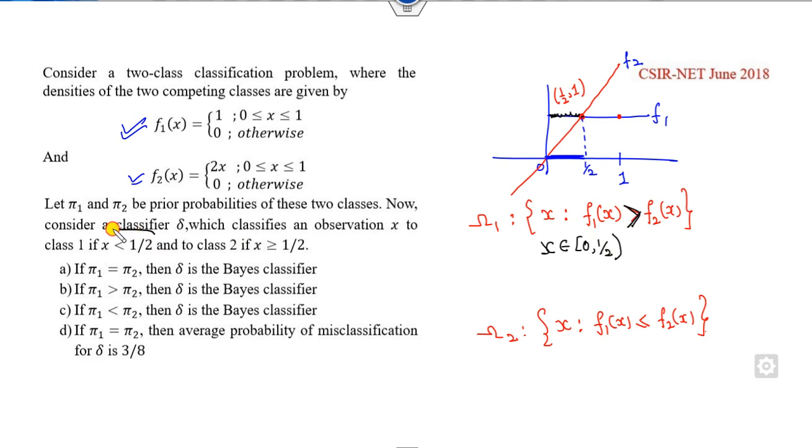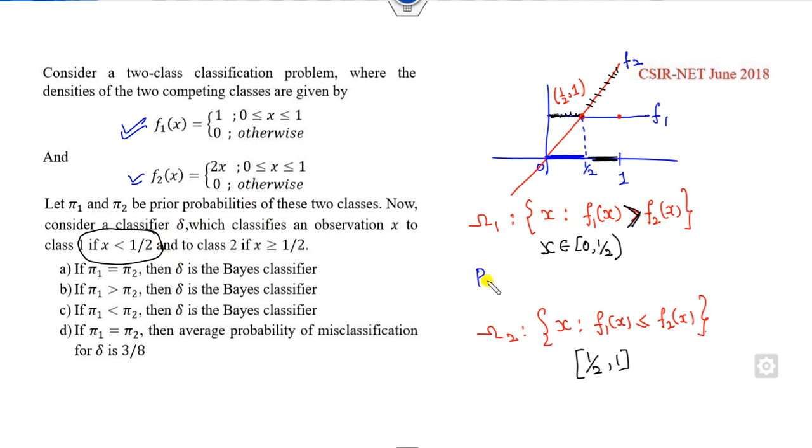You can see class 1 is (0, half), while when you take x from half to 1, this value is higher than f1. So this will be (half, 1). This is the way you can classify the classes.